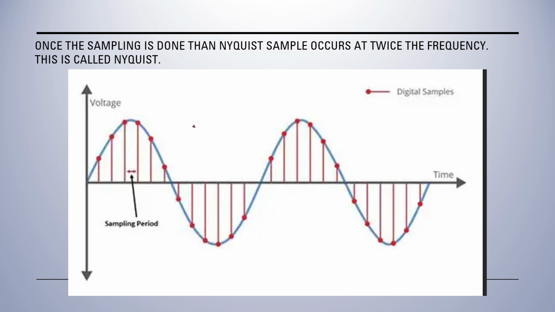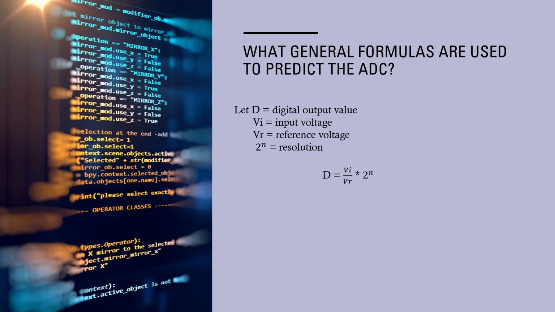Aliasing is a little bit beyond this topic, but basically it will mimic a signal, so it looks like a signal, but it's not a signal. It's kind of like it has its own name. That's aliasing. The generic formula used to predict the ADC is D equals VI over VR times 2 to the n. It's pretty much the same thing as the digital to analog converter, but in reverse. It's still the same formula, just arranged differently.